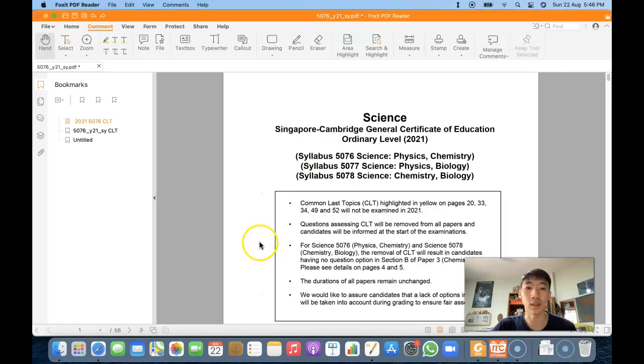Okay, so this is easily available online. You just need to go to Google and search for O-level science syllabus, and you'll find this.